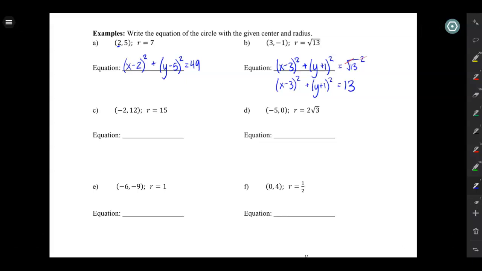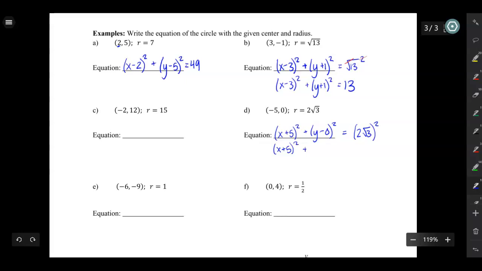Let's go ahead and jump down actually to example D. So I'm going to have an x plus 5 squared. And then I'm going to go ahead and write this in as y minus 0 squared. And we'll talk about what we can do with that next. And then I have 2 square roots of 3 squared. Now I'm going to leave the x plus 5 by itself. But I'm going to change this y minus 0 squared, because y minus 0 squared is just y squared. So whenever you have a minus 0, you can just rewrite it as a y squared or an x squared.